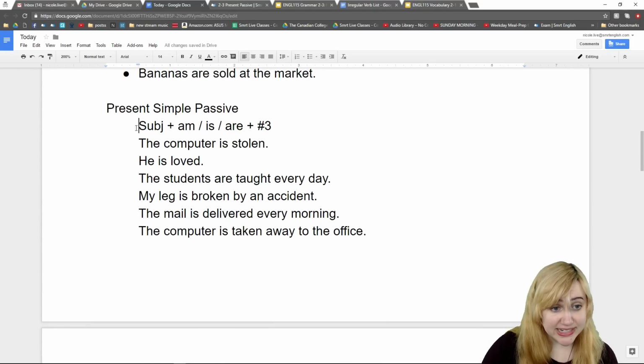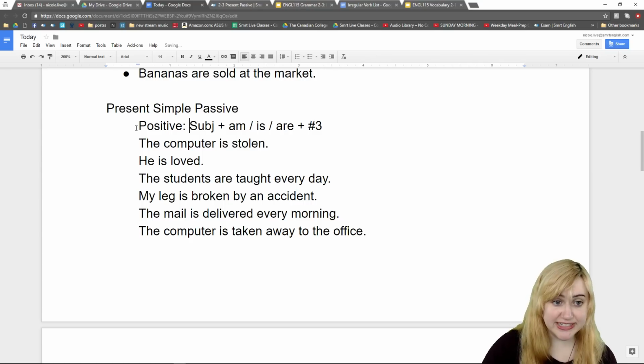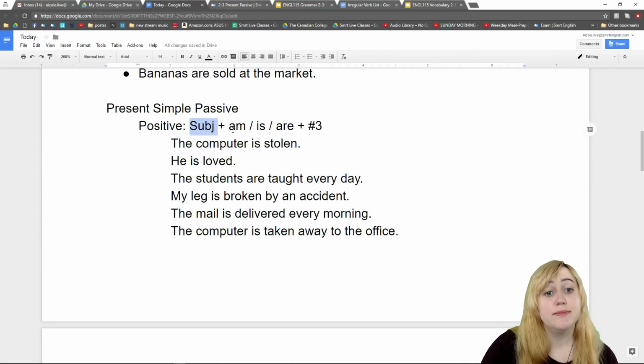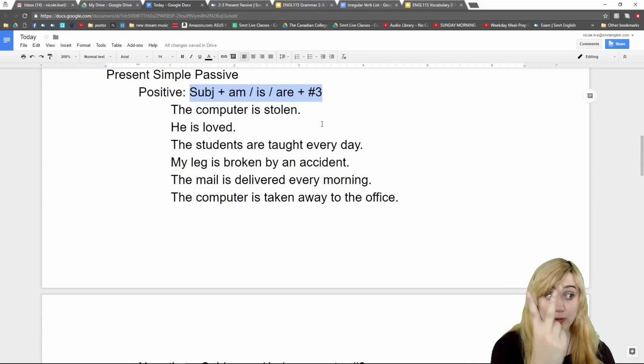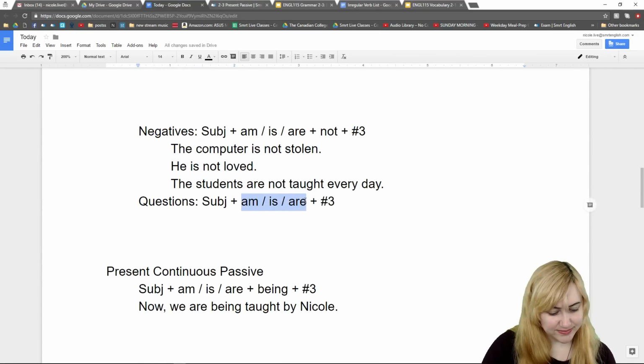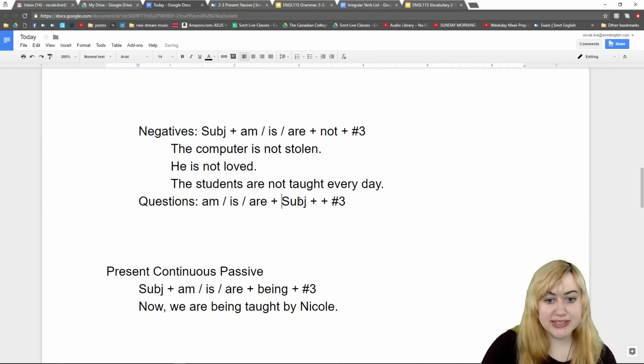So if you look back at the positive, let me show that these ones are positive sentences. We use subject plus am, is, are plus verb 3. And it's almost the same for questions. We're just going to switch. Put am, is, are first and subject second. So let me write that here. So this am, is, are, I'm going to put that first. And then I'm going to put our subject second after that. So it looks like this.